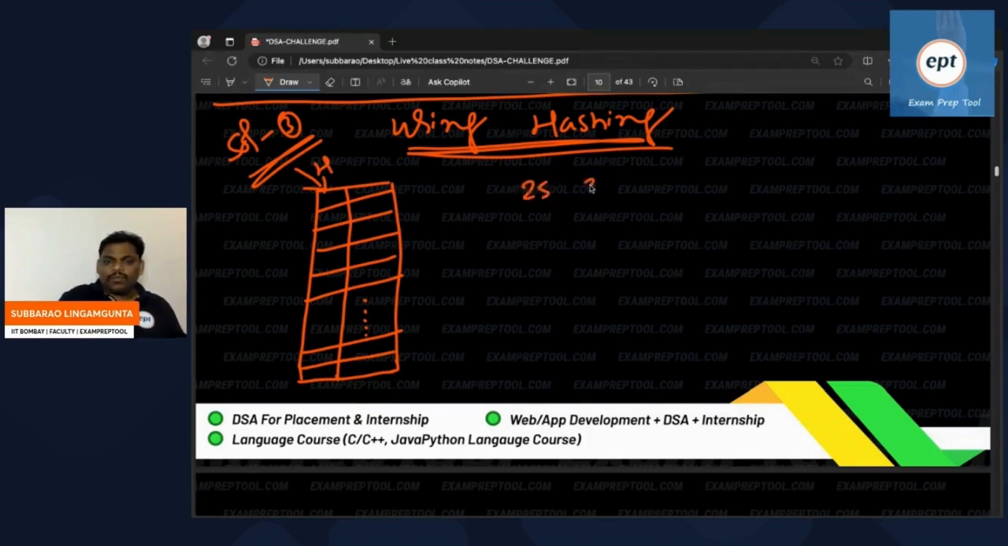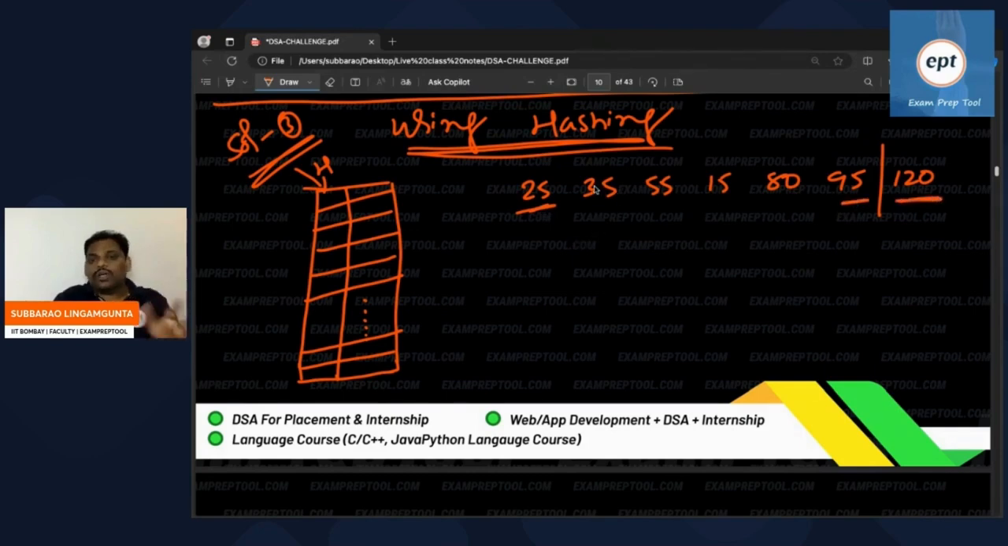25, 35, 55, 15, 80, 95. The target is 120. I think these two, if you add, the answer is 120. Check. Yes, you want the target as 120. Using hashing, how do you solve it?